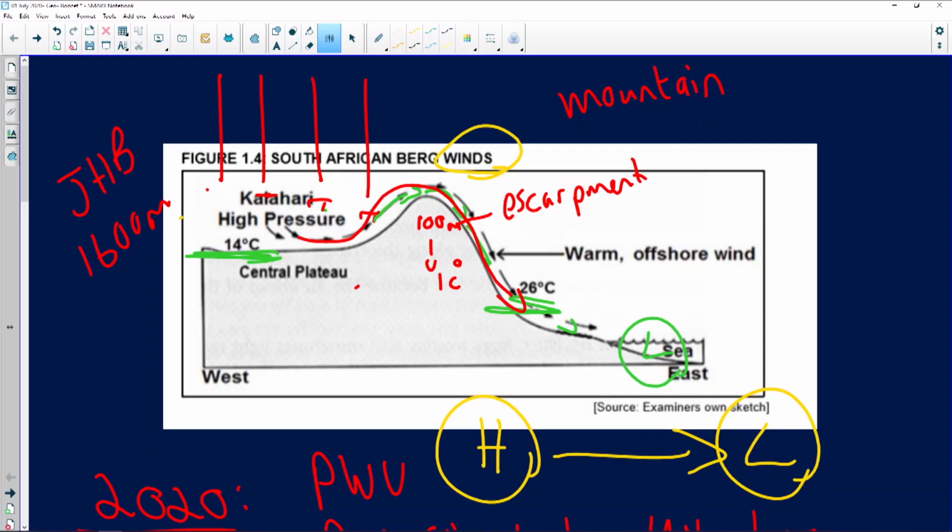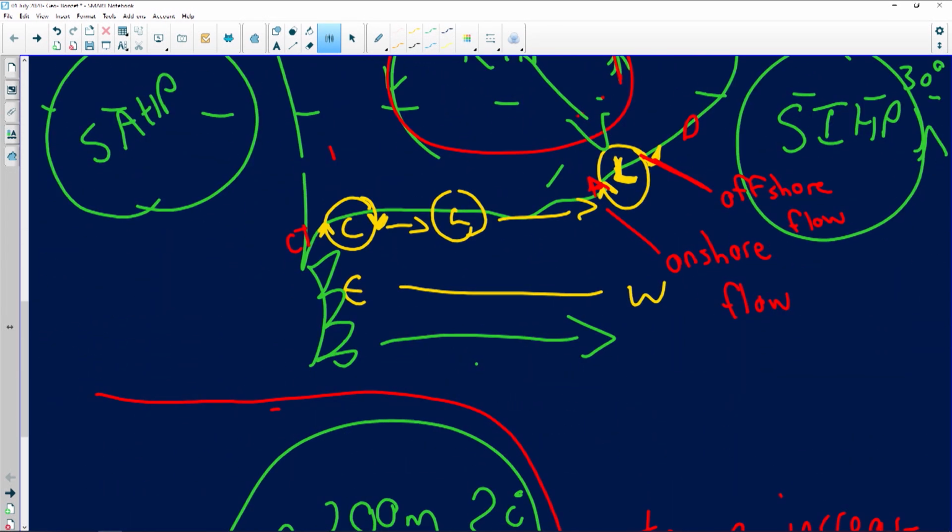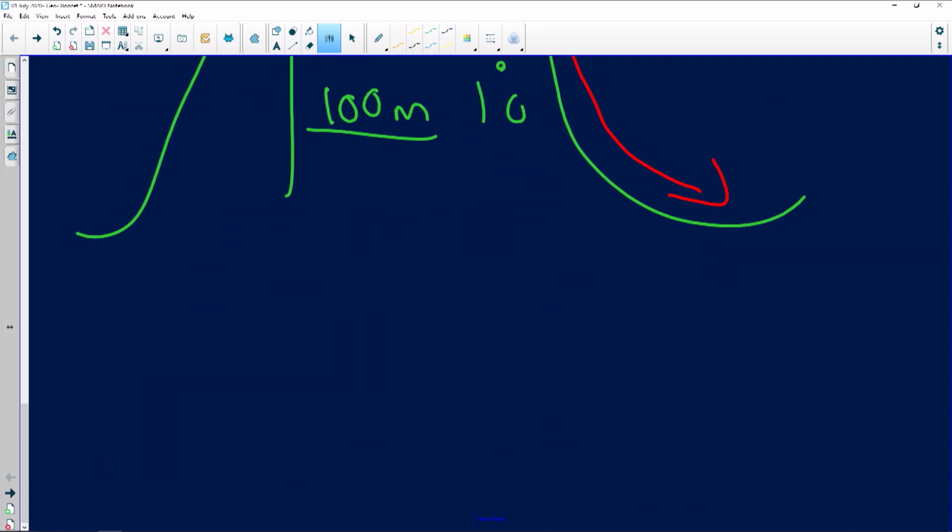Very simple. The correct answer over there is going to be winter, because what do we have over here? We have the Kalahari high pressure system. So I'm just going to write the answers down there at the bottom. So question 1.4.1, the correct answer will be winter. Okay. If we just quickly have a look at our next question, 1.4.2. Give two pieces of evidence in figure 1.4 to support your answer to question 1.4.1.